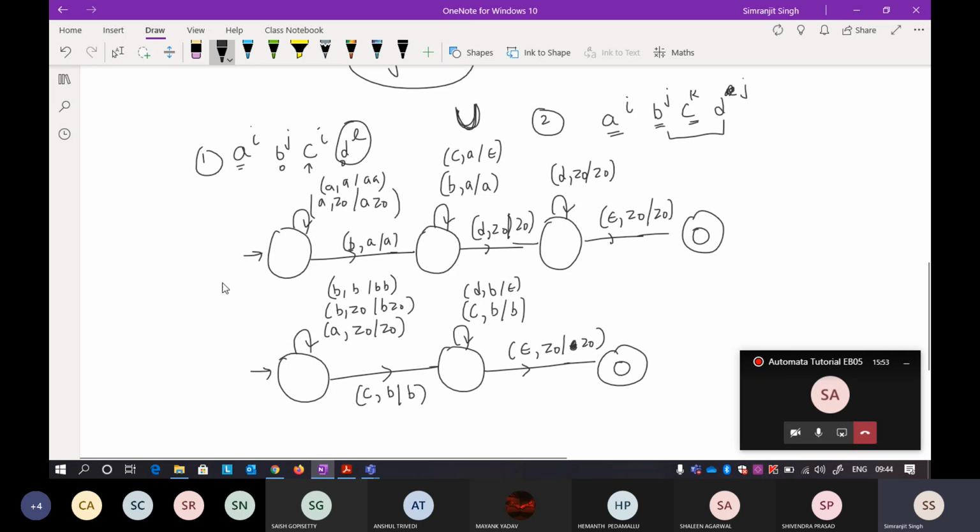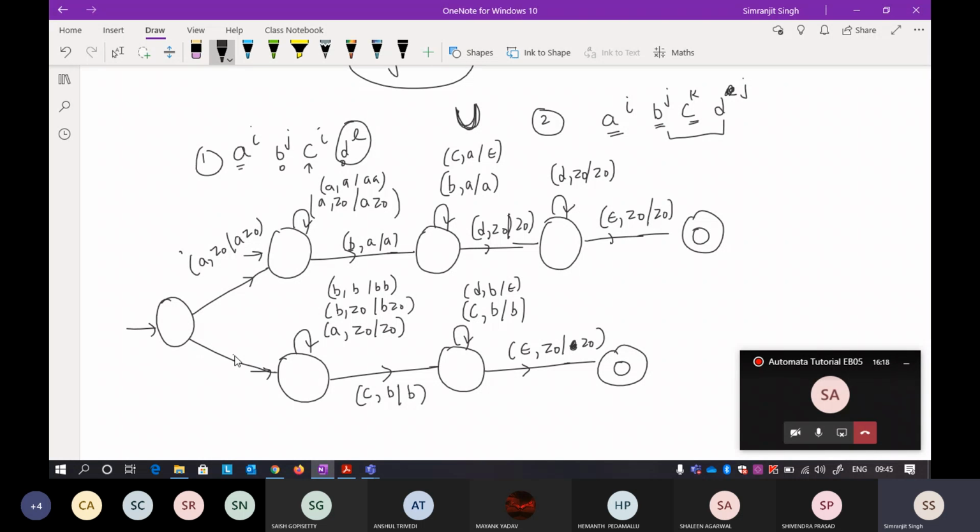It can be combined because the first step is when the a is coming. Okay, so when the a is coming, it is pushing all the a's onto the stack. So what you can do, like this, that when the a is coming and at the top of stack there is a z naught, so I'll push a z naught. Okay, so that one.